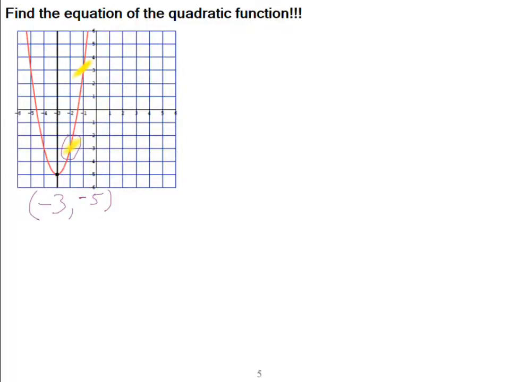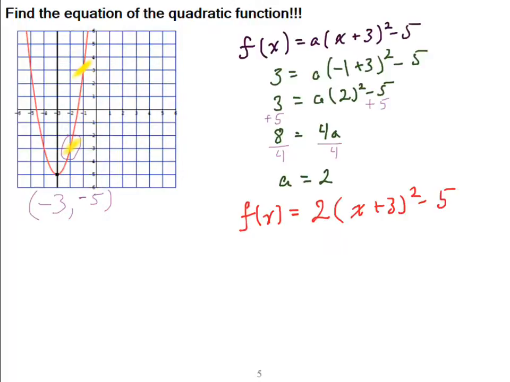All right? So let's just get this one done, right? Take a minute and pause the video and see what you get. All right. I hope you tried it, and I hope you got the right answer, and all your work is good. So we get as our initial equation f of x equals a times (x plus 3) squared minus 5.